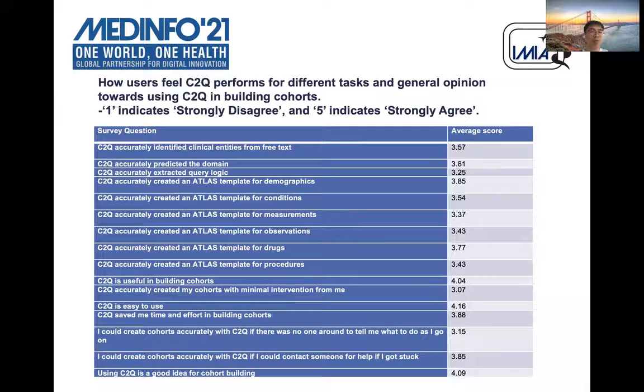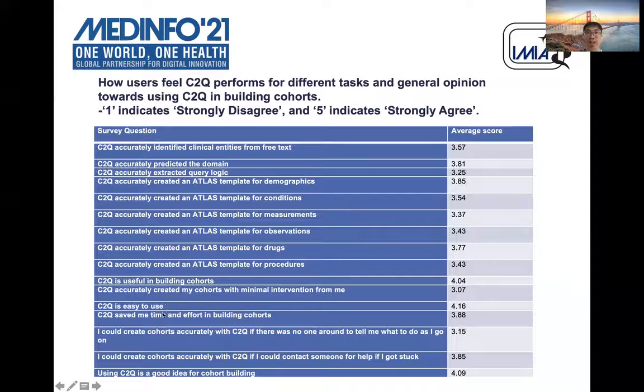After summarizing all the results, we found individuals tend to think C2Q is useful in general in building cohorts, and it is easy to use, but there are some issues in C2Q, especially for certain domains, including measurements and procedures. Those are the domains where C2Q does not do a very good job in terms of translating natural language into structured data queries. And accuracy is not enough in those domains.